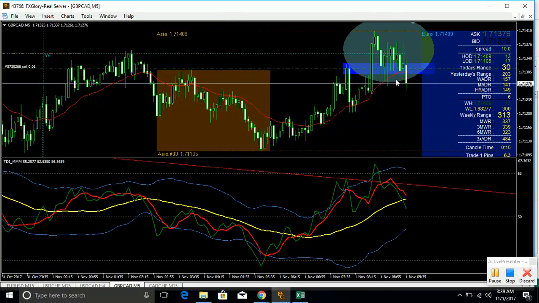At the high or low of the day. At the high, you want it to look just like this. At the low, you want it to look reversed.